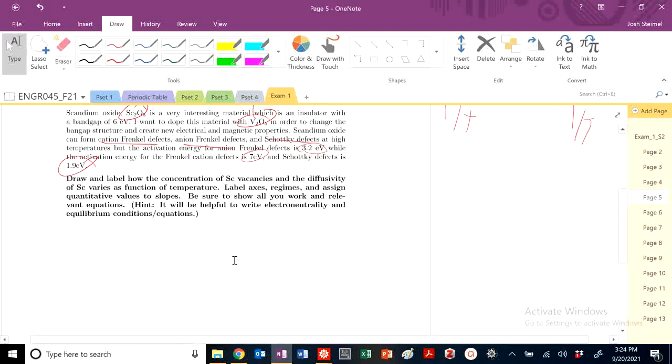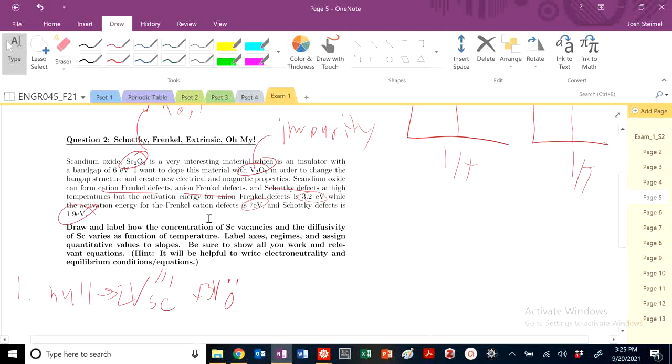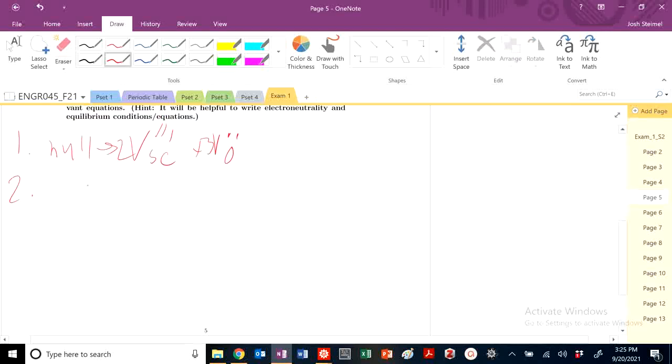So let's look at Schottky defects and write that reaction. What does my reaction look like? Null goes to a vacancy in scandium, 3 minus, plus a vacancy in oxygen, 2 plus. To charge balance that, I have 2 of these and 3 of these. That looks to be pretty good. Excellent, so that is my reaction. Let's write our actual electroneutrality equation: 3 times the scandium vacancy concentration equals 2 times the oxygen vacancy concentration, since I must have charge neutrality. And now I can write my equilibrium reaction.